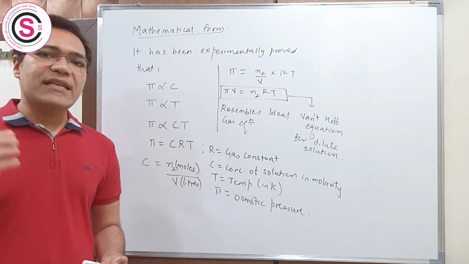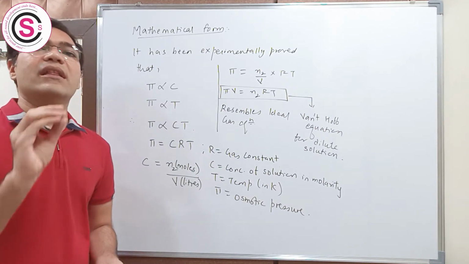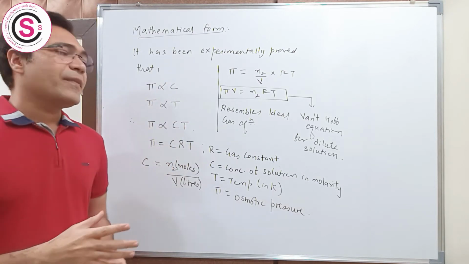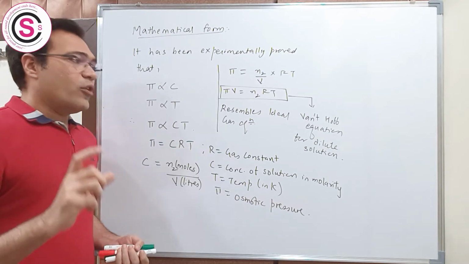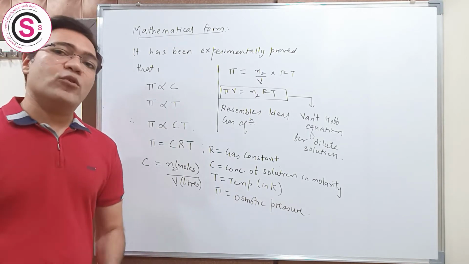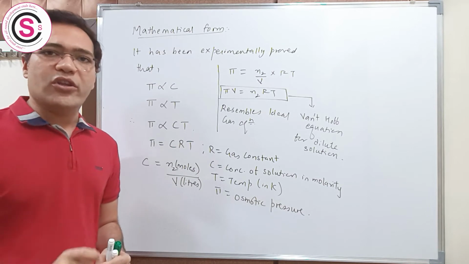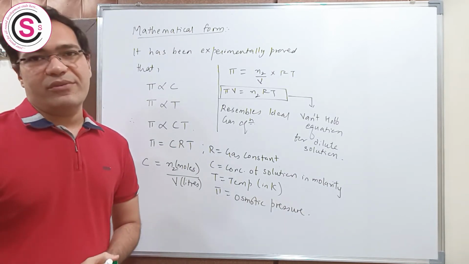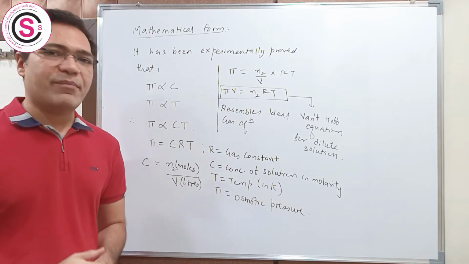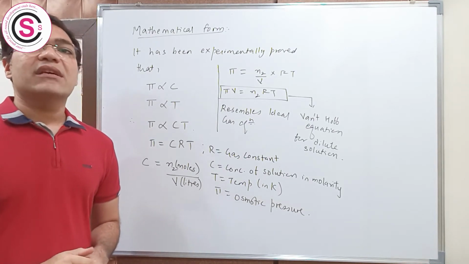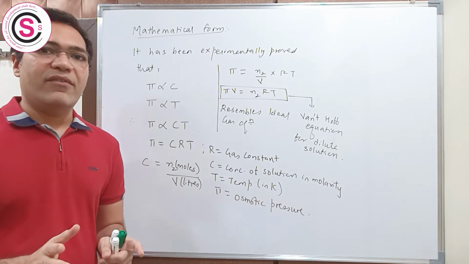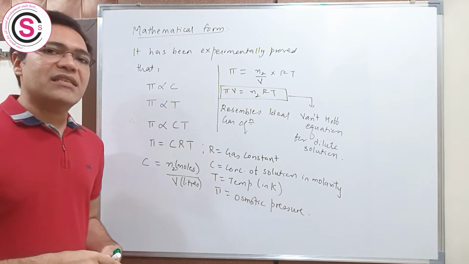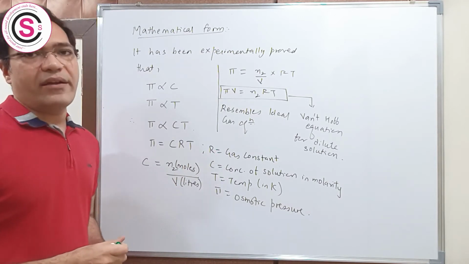So just as the gas molecules collide with the walls of the container, in the same way the solvent molecules will collide with the semi-permeable membrane, right? And as a result, Van 't Hoff even went to the extent of proposing that the solute molecules in your dilute solutions behave as gas molecules. Correct? I repeat the statement again, that solute molecules in a dilute solution will behave as gas molecules, right? And hence this equation resembles the ideal gas equation, PV is equal to nRT.